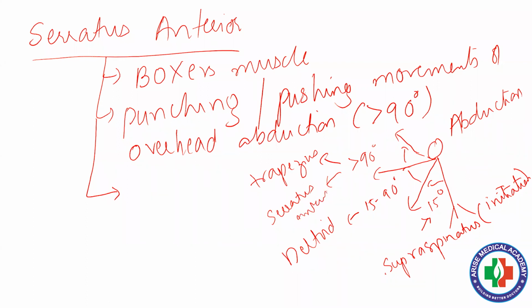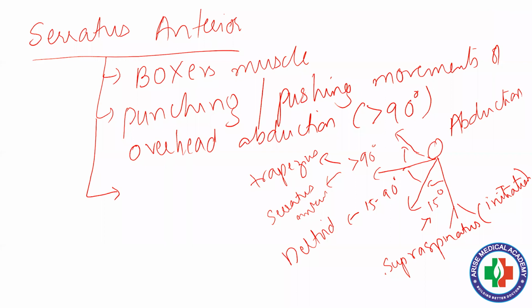Serratus anterior. This wording I want you to be careful with. Instead of saying overhead abduction, they will say that the patient is having difficulty in combing the hair. So for combing, I need overhead abduction. Or they will say the patient is having difficulty lifting something from a height. For lifting something from a height also, he needs overhead abduction. So it is important to understand that difficulty in combing the hair, or difficulty lifting something from a height, should make you understand that there is weakness of overhead abduction.